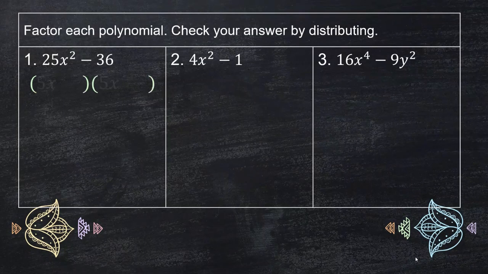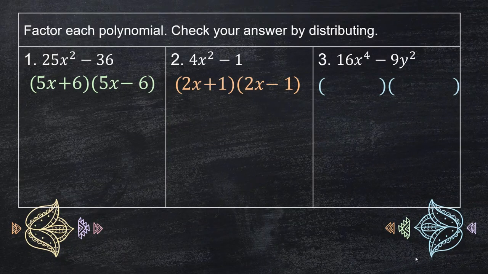Sorry about that. Okay. So 4x squared times 4x squared. These first terms should multiply together to give you 16x to the fourth. And then plus 3y and minus 3y add together to give you that negative 9y squared.